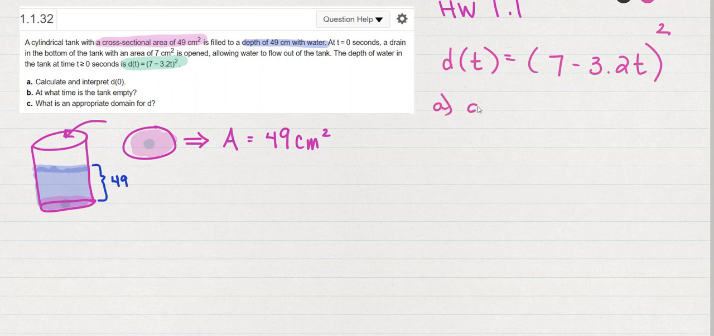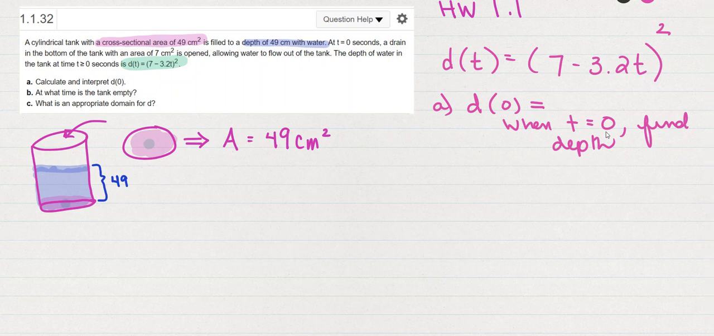I think that the student who asked about this already got this part, but just in case anyone's watching this video after. This d of 0 is how we'd read this in function notation. What that means is when t is equal to 0, find the depth, or the depth when time is 0. And we're already given that the depth when time is 0 is 49. So we have this one. The depth at time 0 is 49.